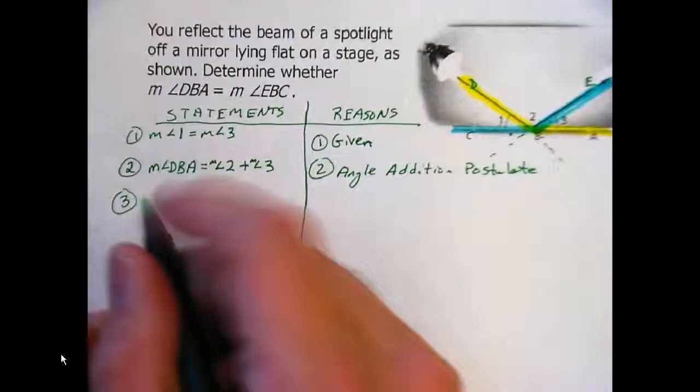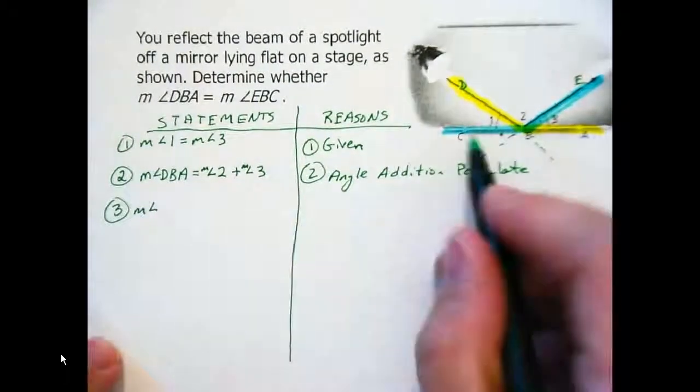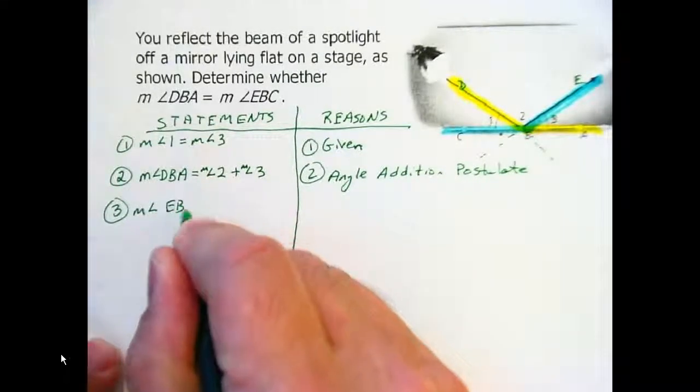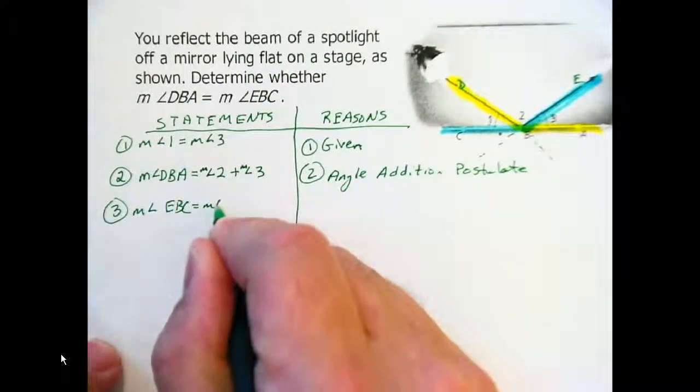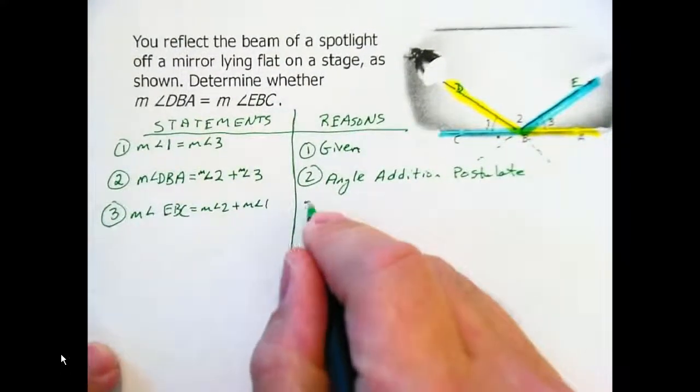Okay, hold on a second. I think you're on the right track, but let's actually. Okay, so you got EBC. EBC is equal to the measure of angle 2 plus the measure of angle 1. Okay, how come?